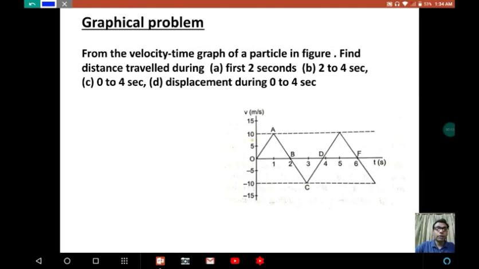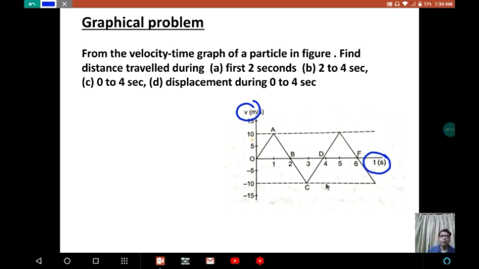So this is the graphical numerical problem. Graphical means you are given some graph and you have to find the distance and displacement. So what is the distance and displacement in this case? Let us see what the problem actually is. From the velocity time graph, you can see it is a velocity and time graph. Find the distance traveled for 2 seconds.